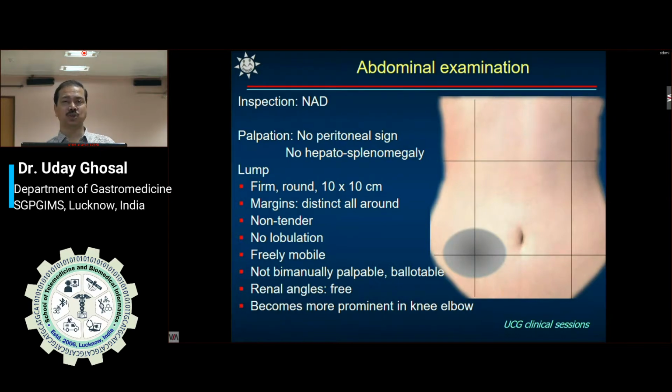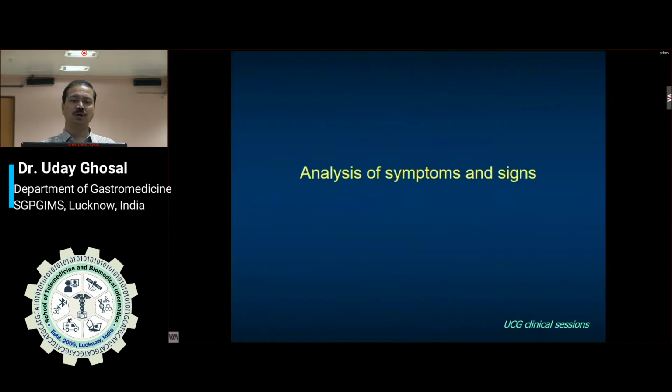It is firm in consistency, round in shape, 10 by 10 centimeter. Margins are distinct all around. It is non-tender. There is no lobulation. The lump was quite freely mobile. It was not bimanually palpable and not ballotable. Renal angles were not full, and the lump was becoming more prominent in knee elbow position. So all this must be noted during the examination. Why? I'll show you a table to substantiate that later.